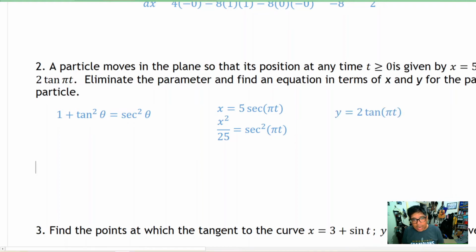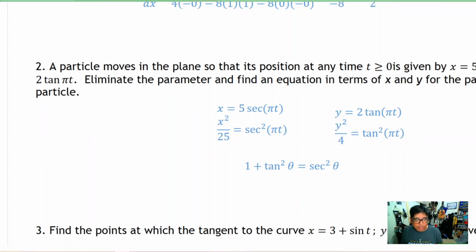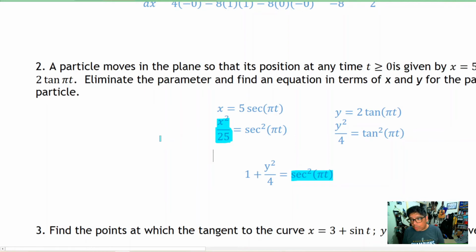We're also given that y equals 2 tangent of pi t, which means y over 2 is tangent of pi t, and then y squared over 4 is tan squared pi t. Coming back to my Pythagorean identity, I've got 1 plus tangent squared theta equals secant squared theta, which means that 1 plus tangent squared pi t equals secant squared pi t. Tangent squared pi t is the same thing as y squared over 4, and then secant squared pi t is the same as x squared over 25.